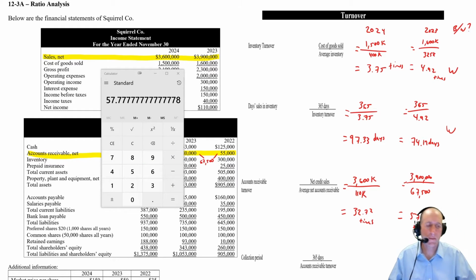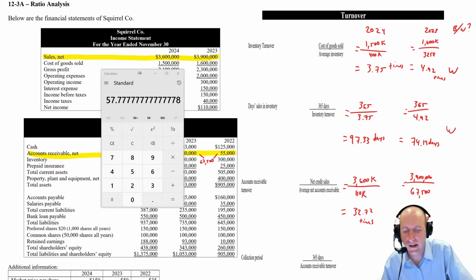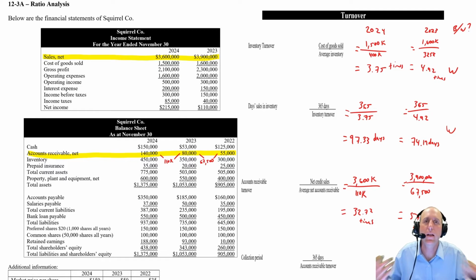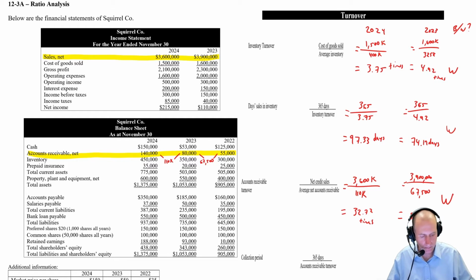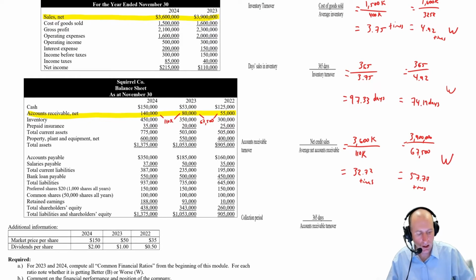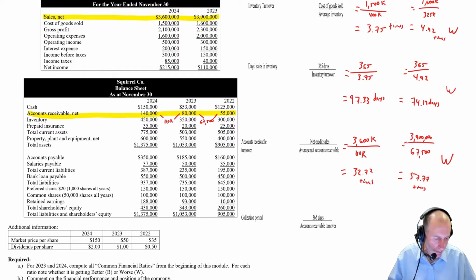So this tells us how many times during the year I collected through my AR. More is better. It means you're collecting more frequently. This year we collected 32 times, last year 57 times. It's better to collect more, so this year we are doing worse. Lots of worses here.